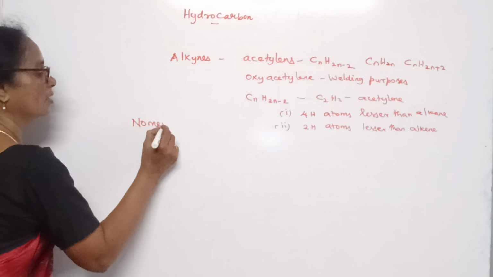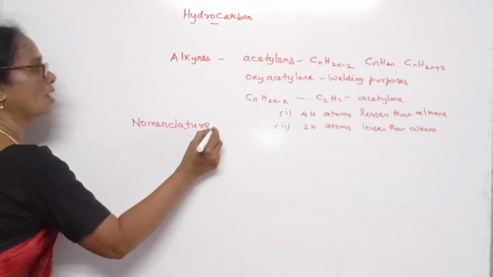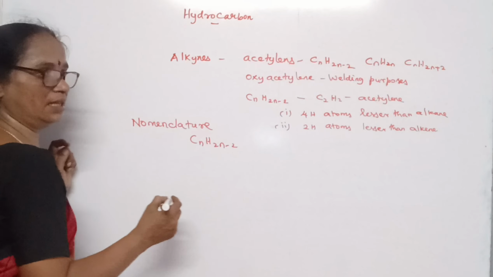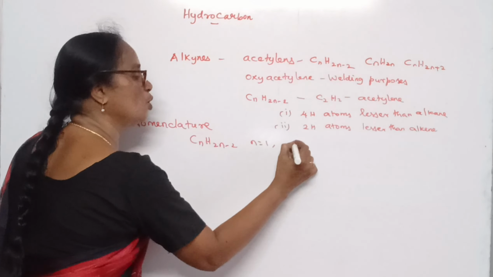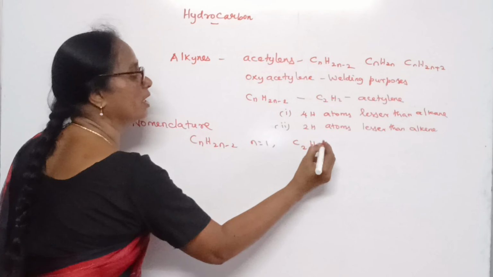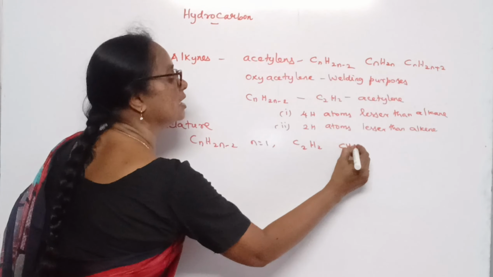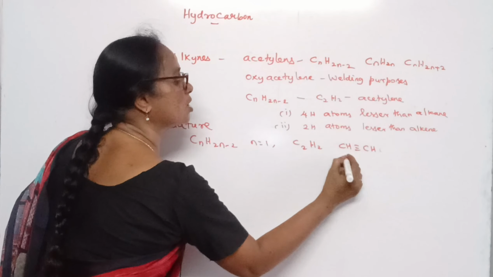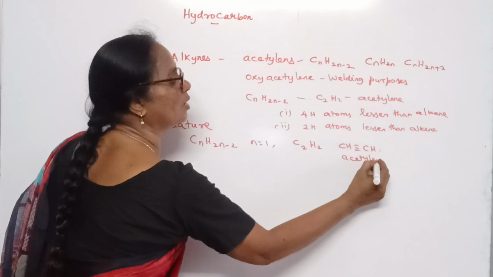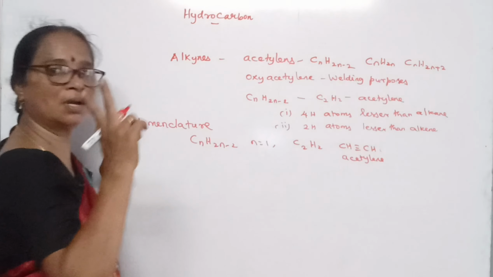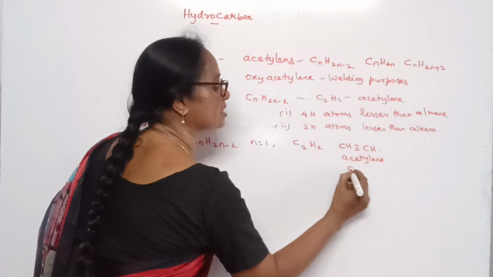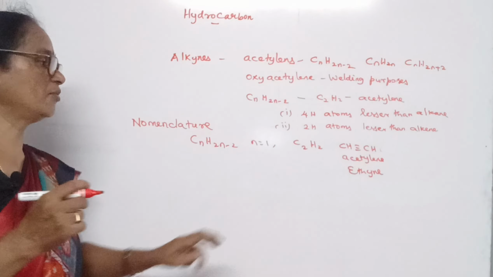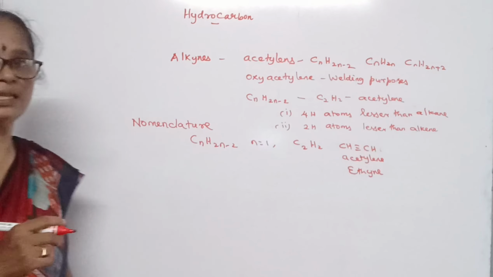The first member of the alkyne family, from the general formula CnH2n minus 2 where n equals 1, is C2H2. So this is CH triple bond CH. This is acetylene, its common name. Its IUPAC name, as it has 2 carbon atoms, has the root word eth and the suffix ine. So the IUPAC name of CH triple bond CH is ethyne.